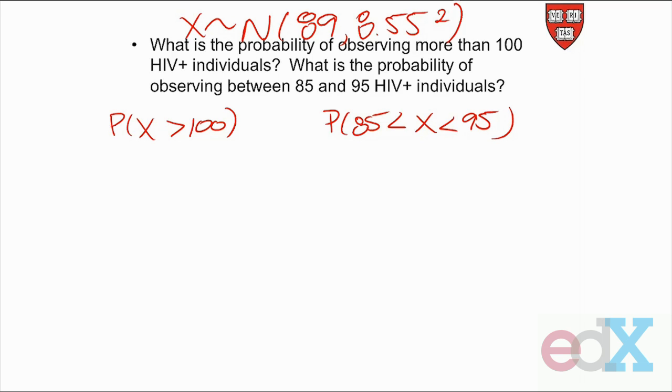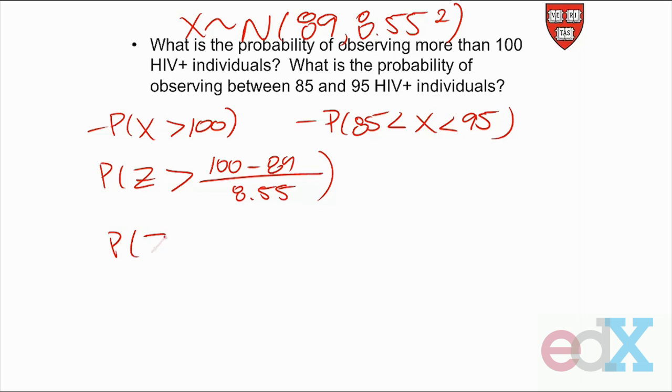So if we want to do these two probability calculations in Stata, the first thing we have to do is standardize. We can't directly compute the probability that x is greater than 100. Instead, we have to calculate the probability that z is greater than 100 minus the mean of 89 divided by the standard deviation of 8.55. Plugging that into a calculator, we get the probability that z is greater than 1.286. And then this we can plug into Stata.